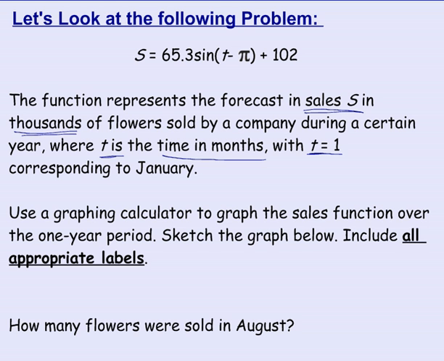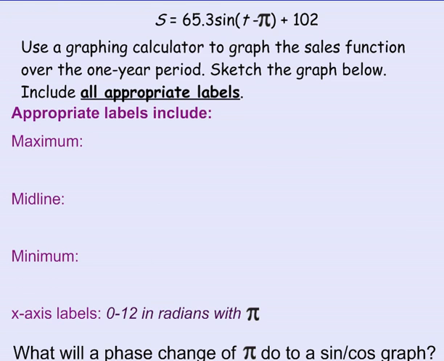And then they're asking us for two things. They're asking us to sketch the graph, and they're asking us to use the equation to find out how many flowers were sold in August. So let's look at how to sketch this graph. When they say include all appropriate labels, they mean include the maximum, the midline, the minimum, and some of the x-axis labels. How would we calculate out our maximum?